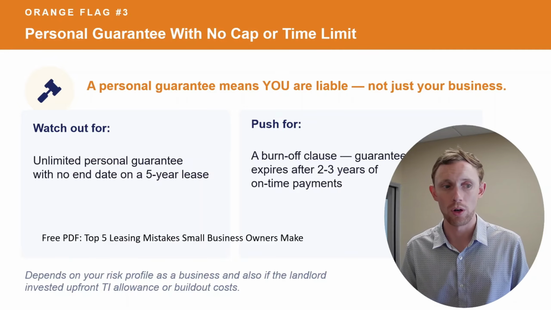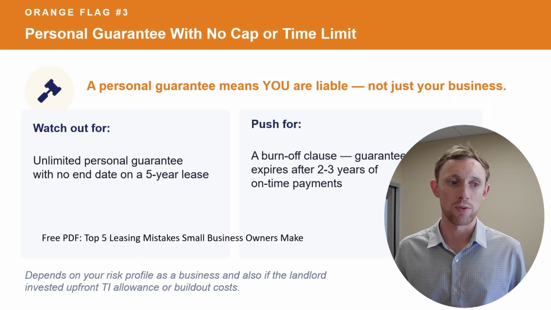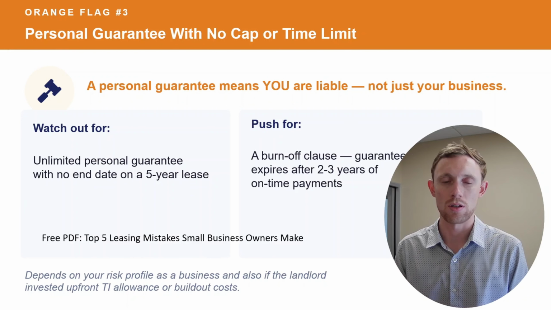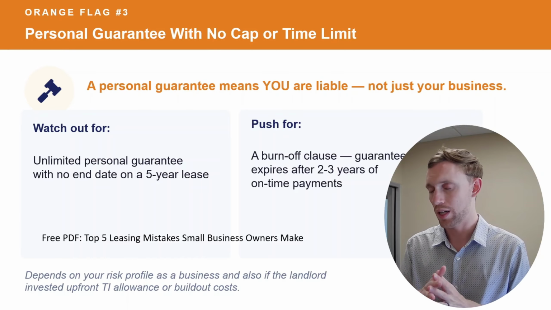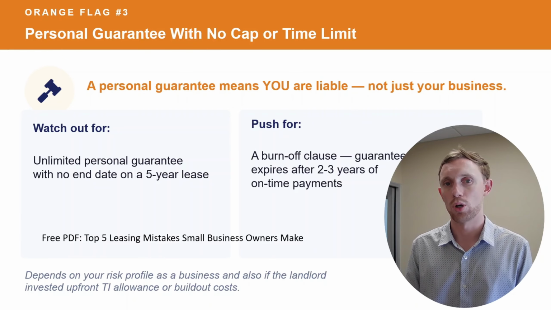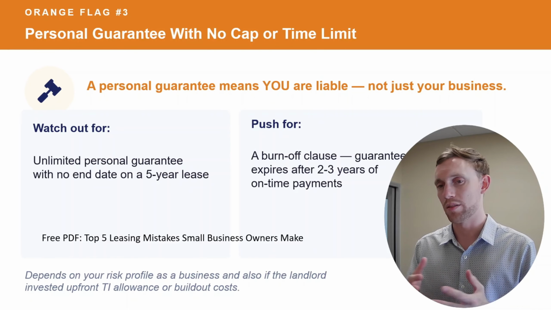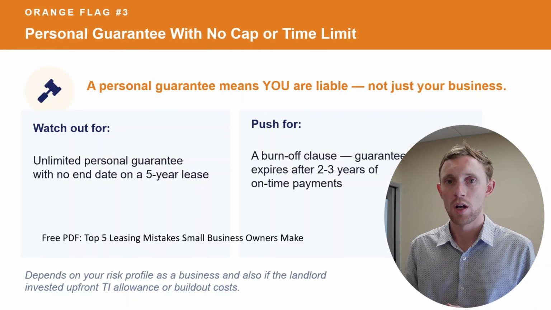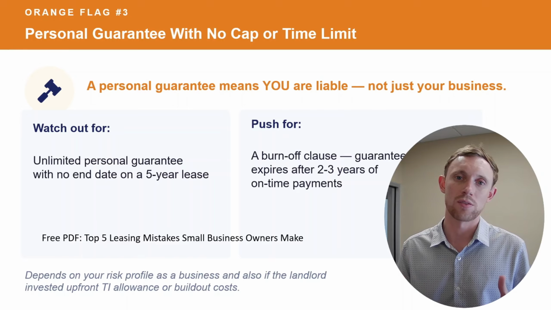So what you want to watch out for is an unlimited personal guarantee for extended periods of time, 5 years. And try, if you can, don't try to get rid of it. I mean, you can try, but a lot of landlords want it. But try and push for a burn-off clause. So where if you pay rent on time, if you're a good tenant for 2 to 3 years, the personal guarantee goes away. It's just less risk for you and for anyone who would be associated with you.